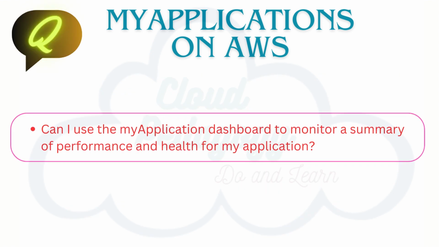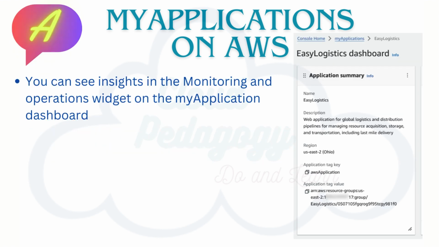Next question, can I use the myApplications dashboard to monitor a summary of performance and health for my application? You can set up alarms, canaries, and service level objectives to see insights in the Monitoring and Operations widgets on the myApplications dashboard. Quickly scan the metrics and click to access more detail.